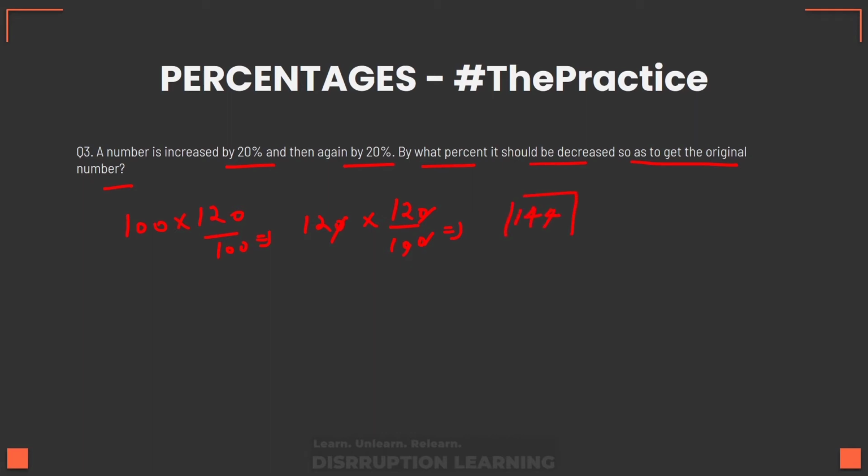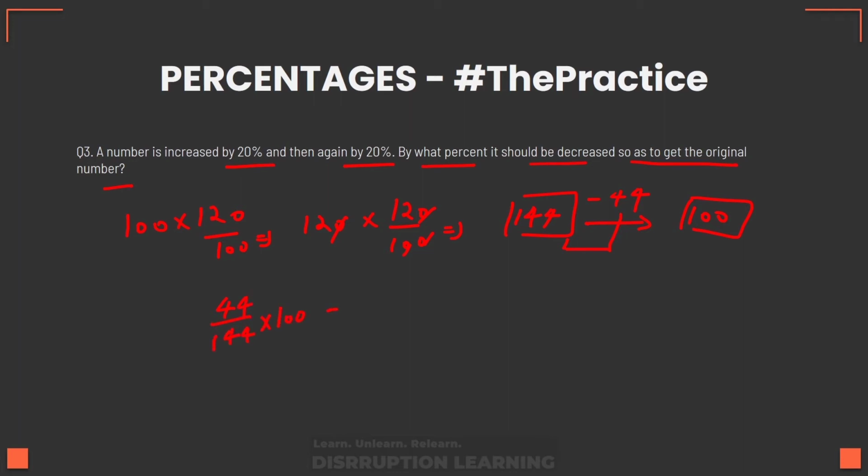Now I need to turn this 144 back to 100. So I'll need to minus 44 out of it. Now the answer of this question is not 44%. I need to deduct 44 out of it. Now I need to find the percentage of 44 as compared to 144. So this would be 44 by 144 into 100.